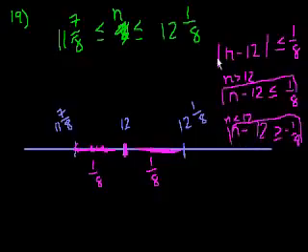But the big picture, absolute value just means the difference between two numbers. I don't care if one is bigger than the other. I'm just saying that the difference between these two numbers cannot be more than 1/8. So N minus 12, the absolute value, is less than or equal to 1/8.